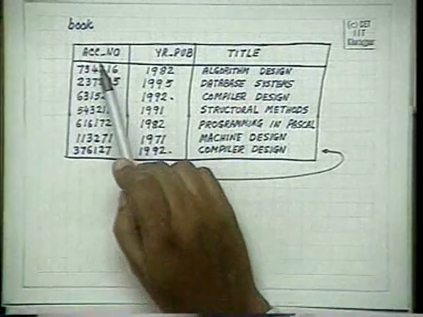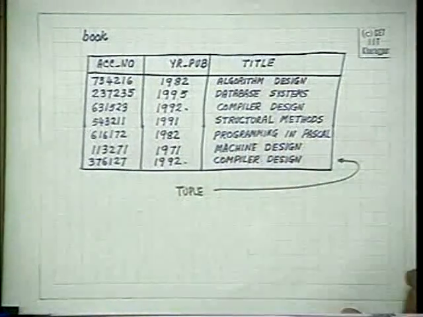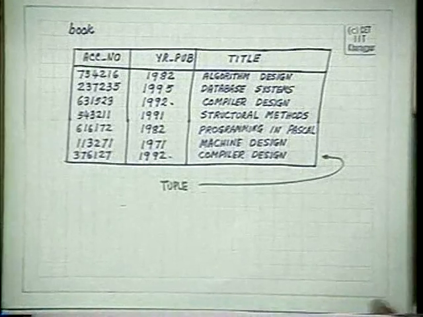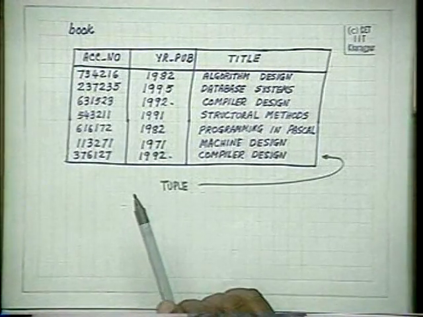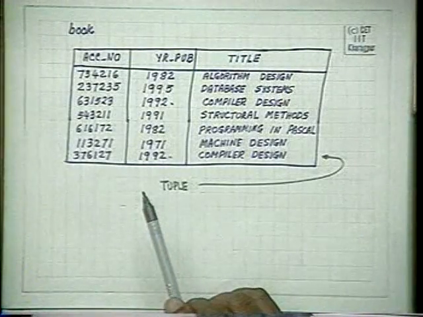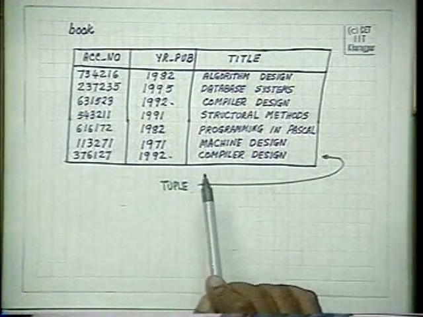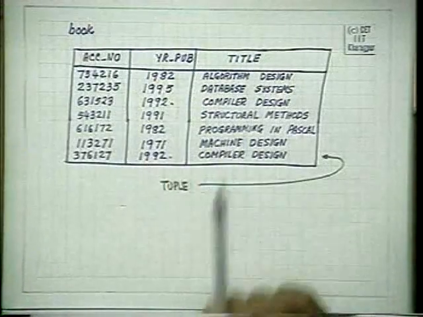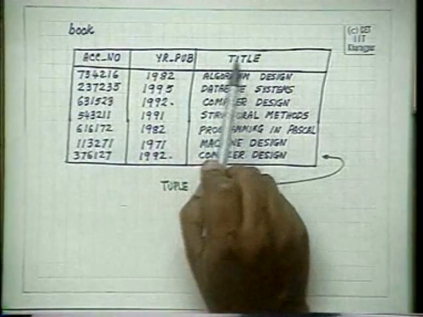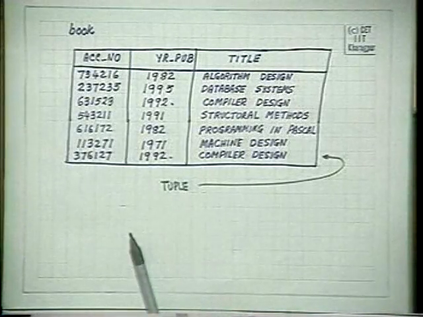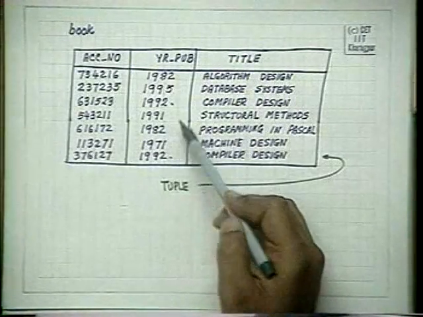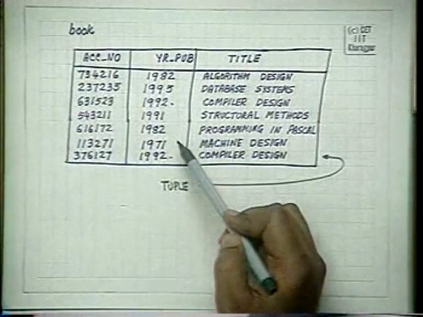I repeat, the book has got 3 attributes: accession number, year of publication, and title. If I give select year of publication equal to 1992 of book, it will return a relation which has got 3 attributes: accession number, year of publication, and title. And in that relation which is returned, only those tuples which have got year of publication 1992 will be returned.